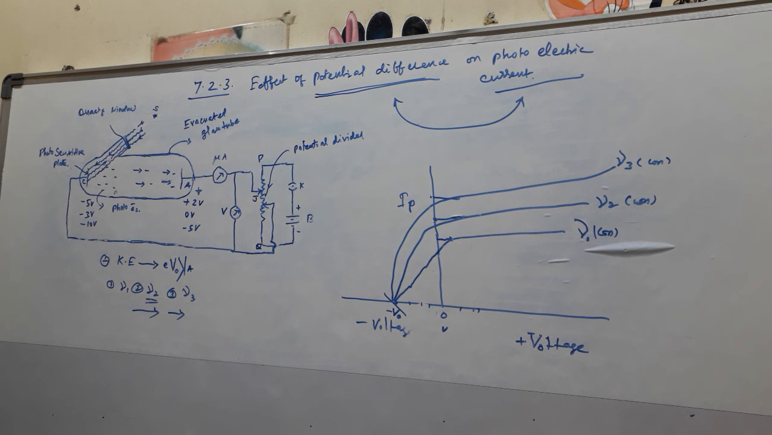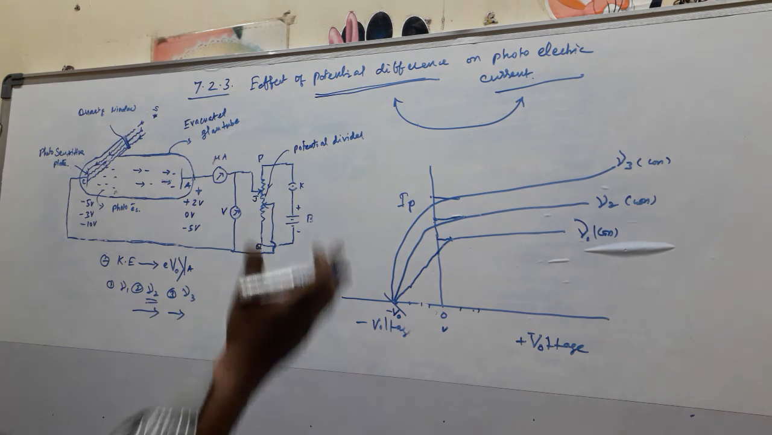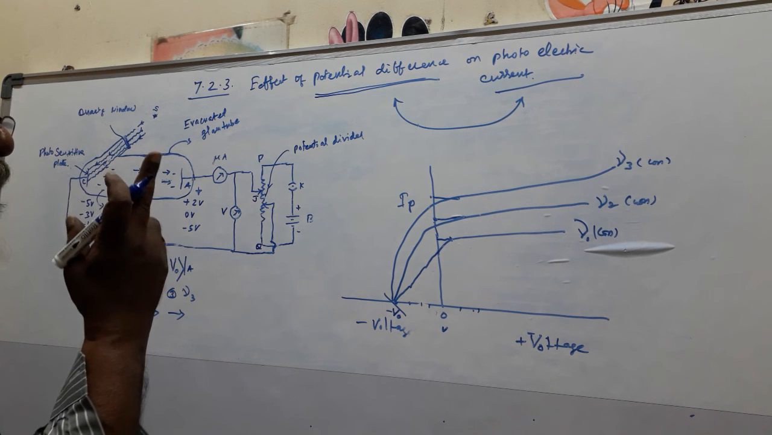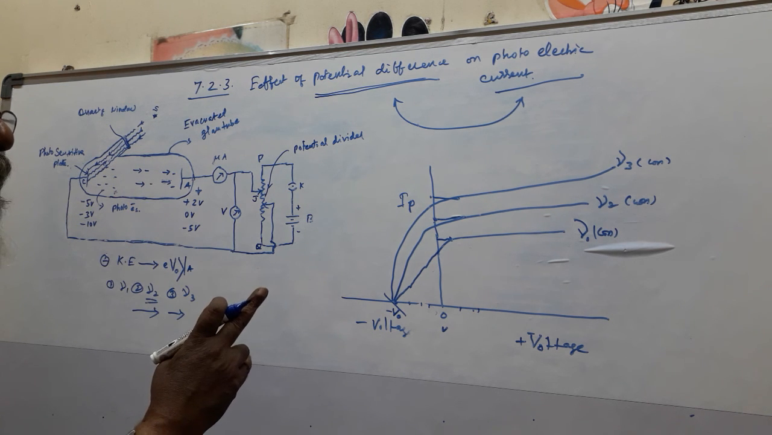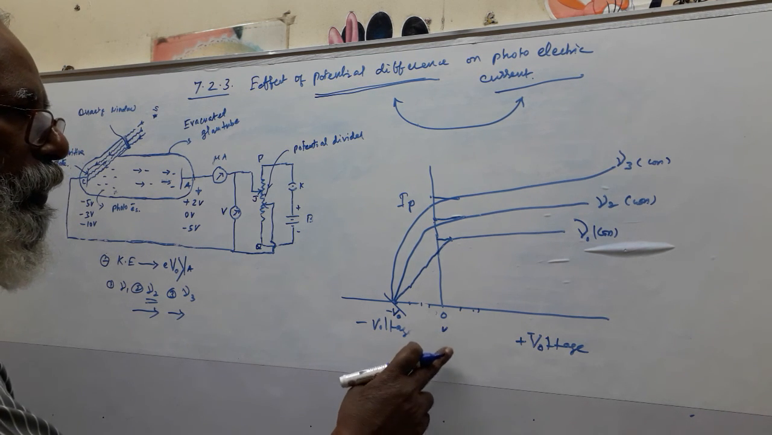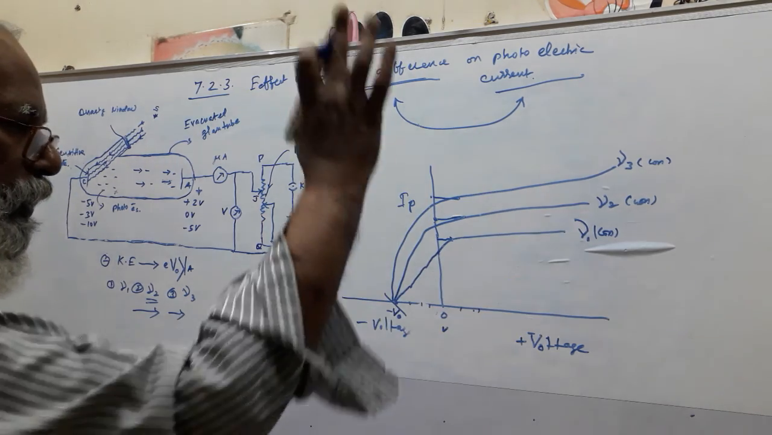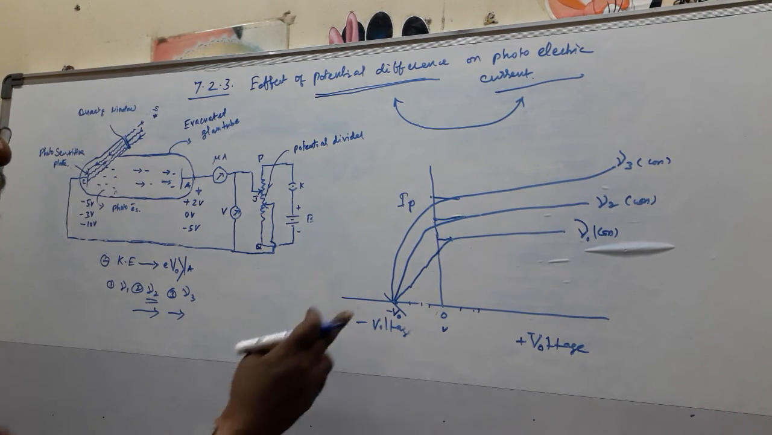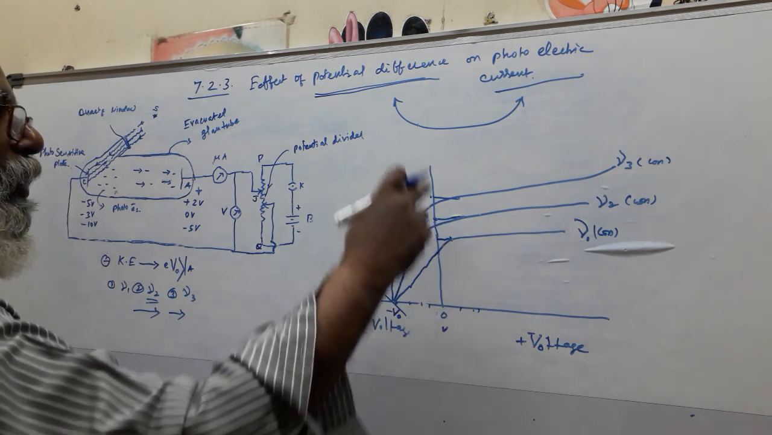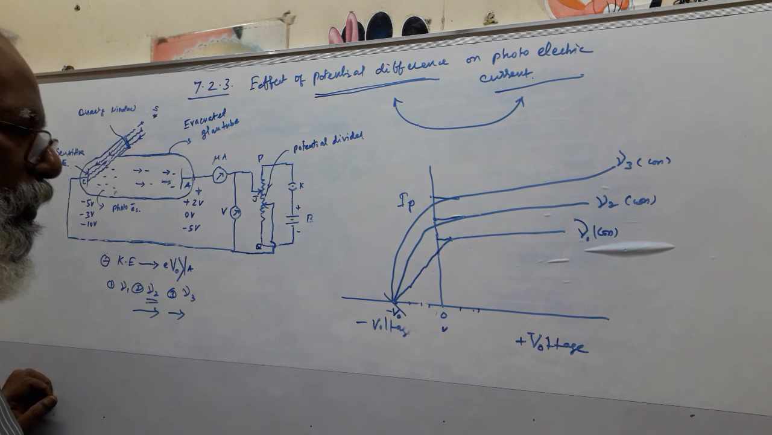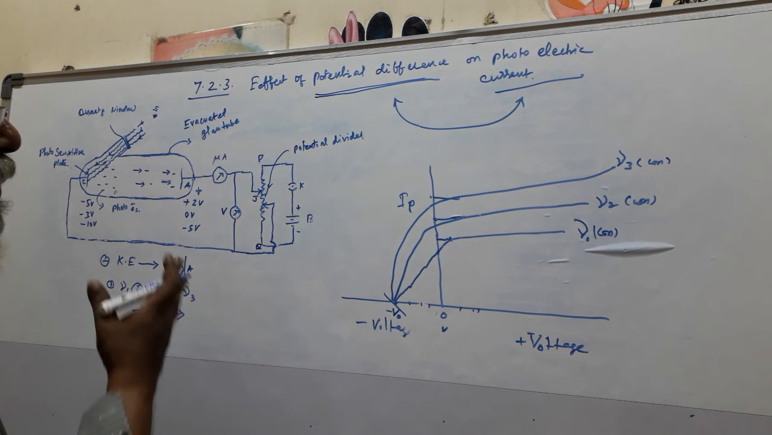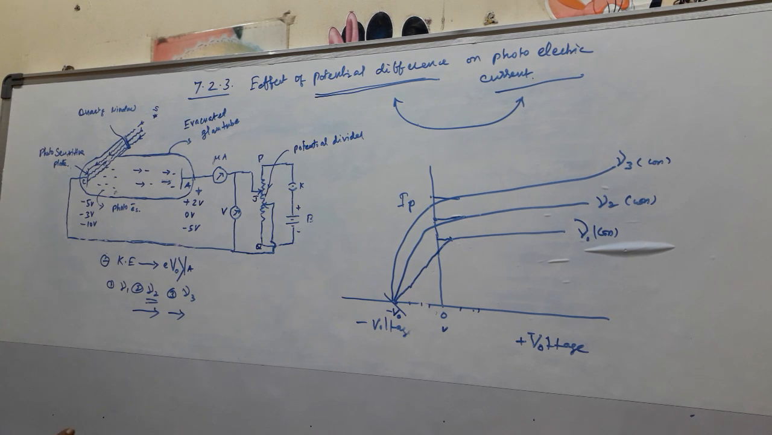Now, from this experiment's conclusion, we understood that the cutoff voltage will not depend on the frequency or intensity. That's the result: the cutoff voltage does not depend on the frequency or intensity of the incident ray. That's a very important result we attain in this experiment. Are you clear now? Very good.